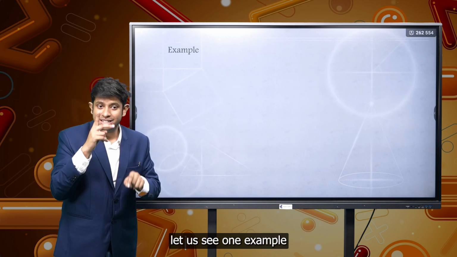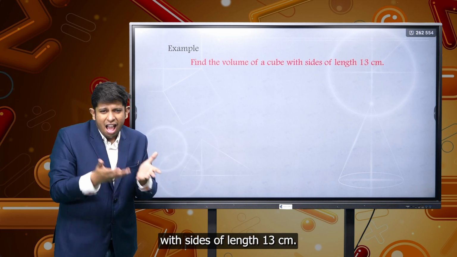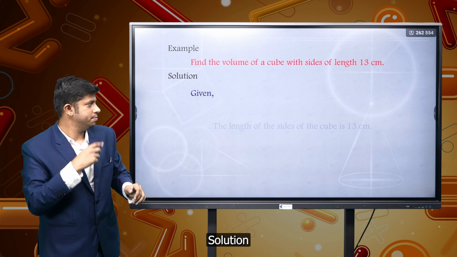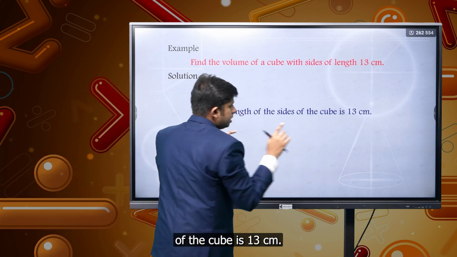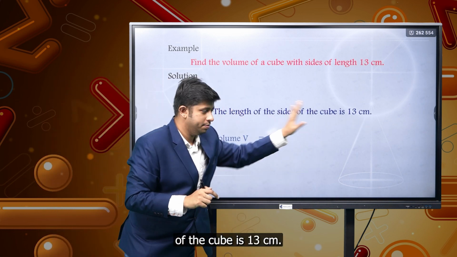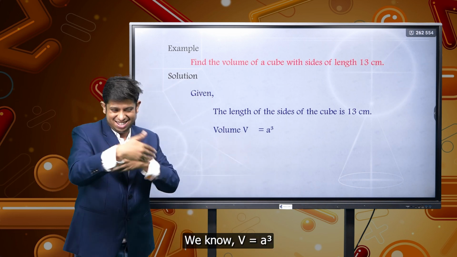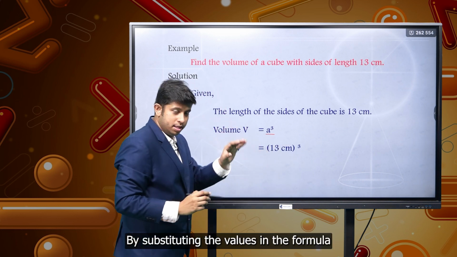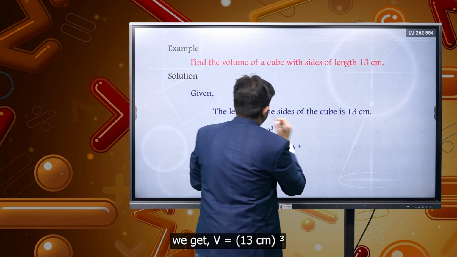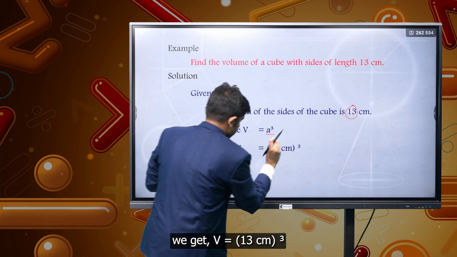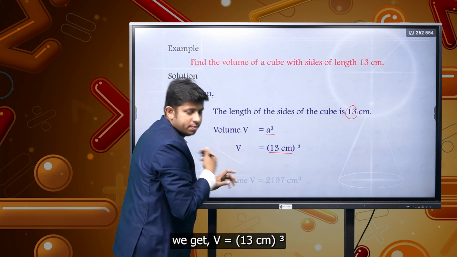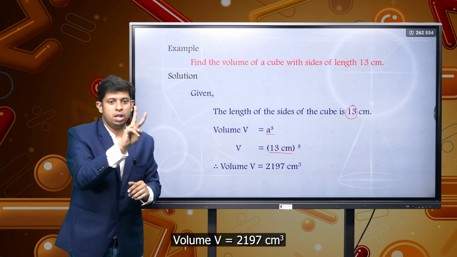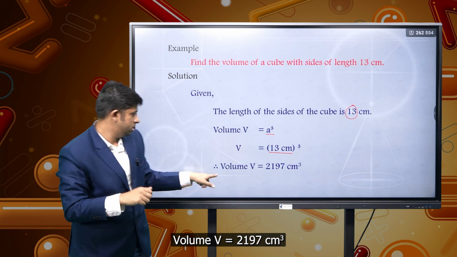Let us see one example. Find the volume of a cube with sides of length 13 cm. Solution. Given the length of the sides of the cube is 13 cm. We know volume of the cube is equal to A cube. By substituting the values in the formula, we get V is equal to 13 cm whole cube. Therefore, volume V is equal to 2197 cm cube.